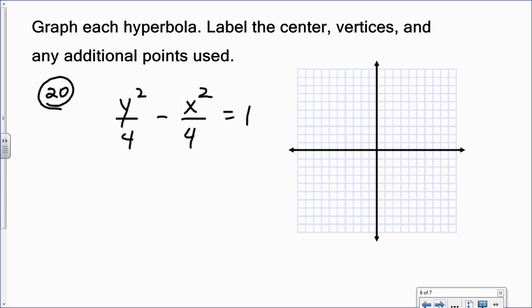So first I want to notice that the order is different. So I'm going to go ahead and rewrite it. So I put the x first. So negative x squared over 4 plus y squared over 4 equals 1. Okay. So I see that A and B are the same, but that still doesn't mean it's a circle. It would only be a circle if they're both positive or both negative. They have to have the same sign and be the same number.